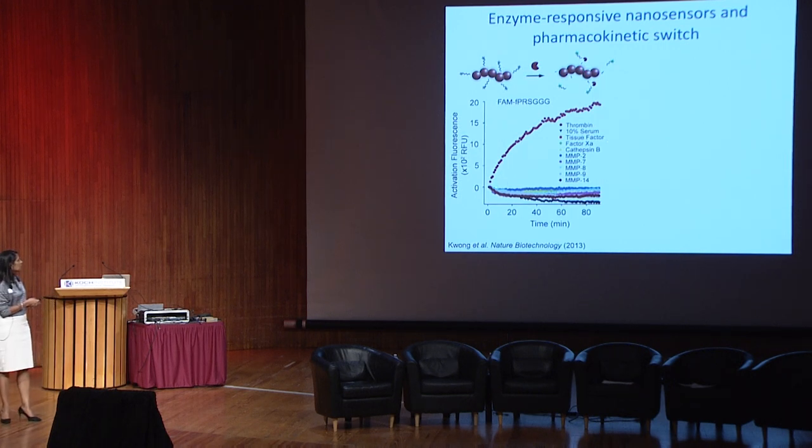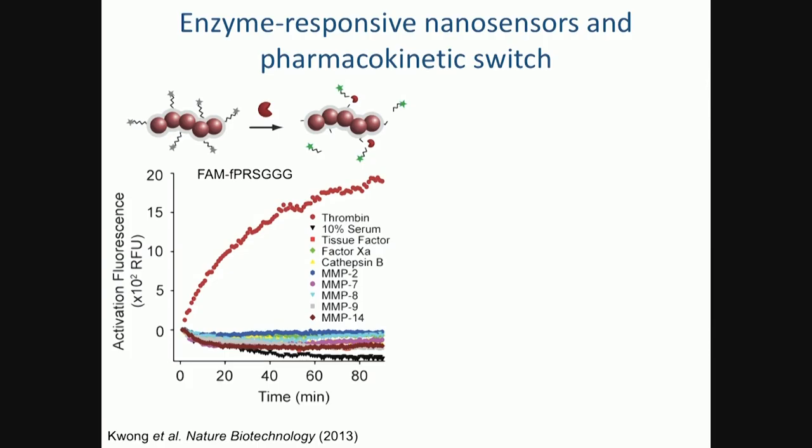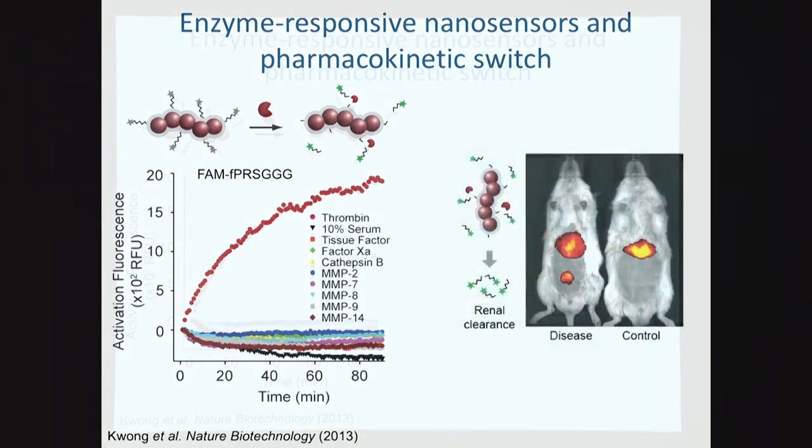So you can see here in vitro, we've added thrombin into this solution, and this sensor is turning on because this peptide is being cut. And importantly, if you add other enzymes, the sensor doesn't turn on. So you can design very specific sensors against the different enzymes.